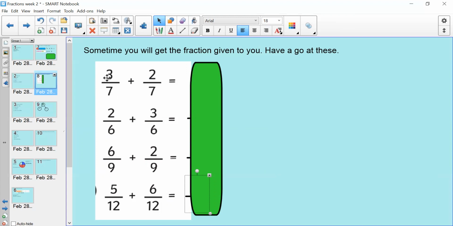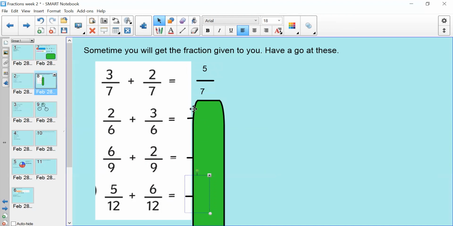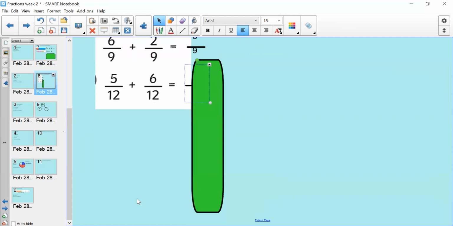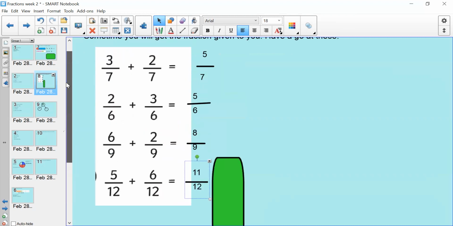Okay, so the first one, we've got 3/7 plus 2/7. The answer was 5/7. Again, we're not adding the denominator. So 2/6 plus 3/6 is 5/6. 6/9 plus 2/9 is 8/9. And then the last one, 5/12 plus 6/12 was 11/12.